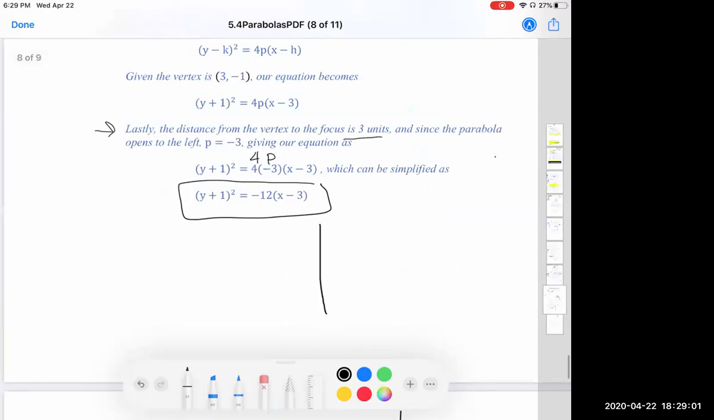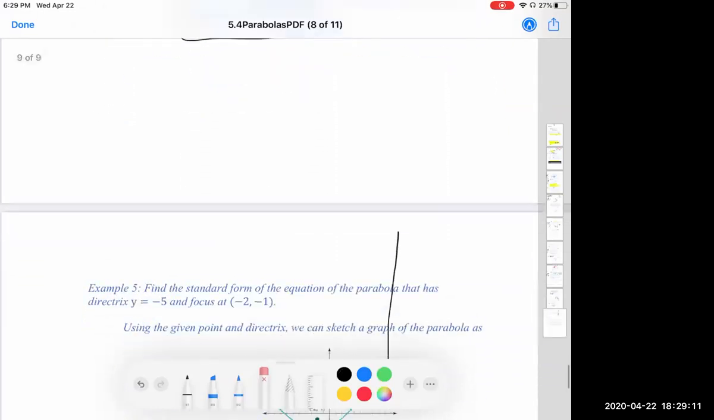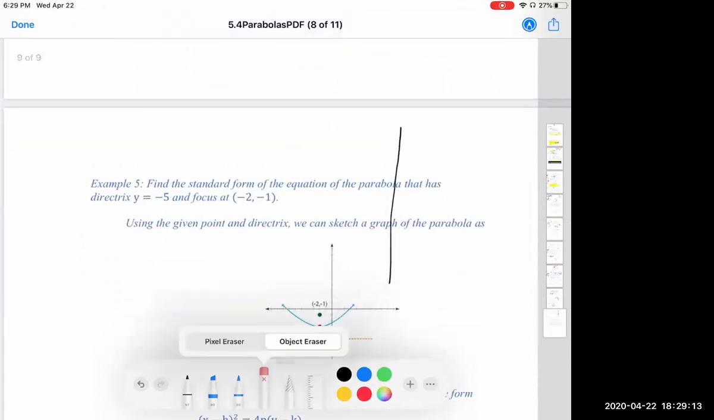Are there any questions on the examples we just did? Okay, let's continue with the next example.